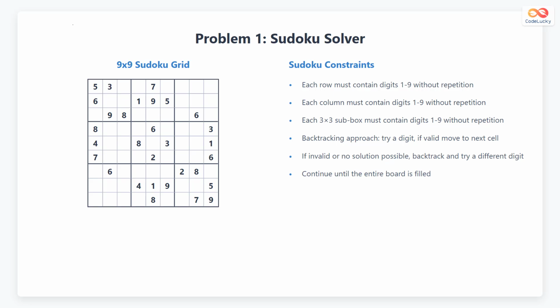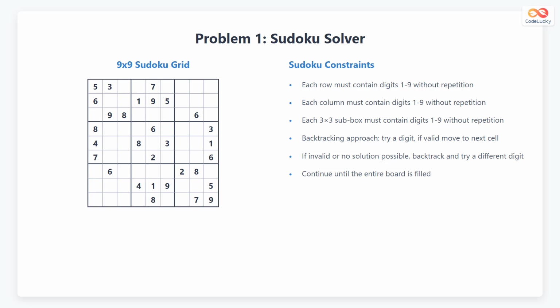Let's tackle our first problem: the Sudoku Solver. The goal is to fill a 9x9 grid with digits such that each row contains the digits from 1 to 9, without repetition. Each column must also contain the digits from 1 to 9, without repetition. And each of the 9 3x3 subboxes of the grid must contain the digits from 1 to 9, without repetition.